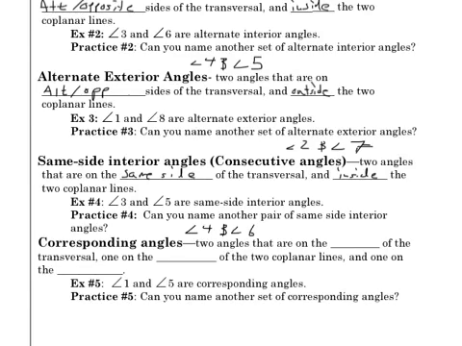Alright, the last one is corresponding angles, and I'll give you the technical definition first. Two angles that are on the same side of the transversal, one on the outside of the two coplanar lines and one on the inside. But the easiest thing that I want you to remember with this is when you see COR for corresponding, I want you to think corner. And I'll show you what I mean by that.